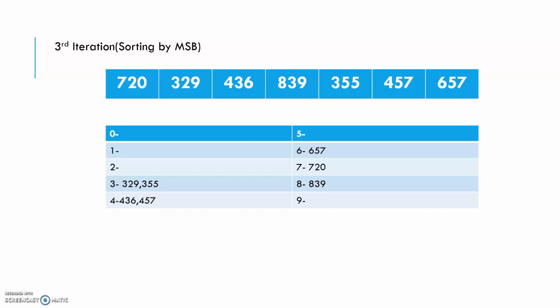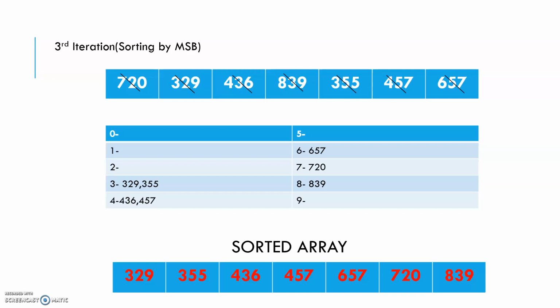Now, in the third and the last iteration, we'll sort the array from the MSB. So 329 and 355 have 3 in the MSB, so they'll go in the third column of the table. After arranging them, we'll get a sorted array.